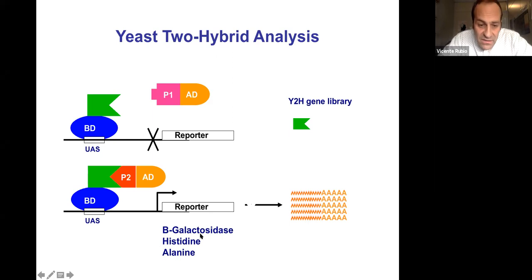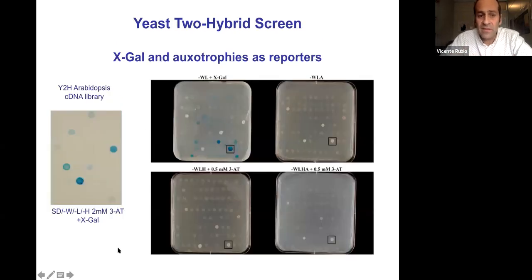So the expression of this reporter will allow the yeast cell to survive in a specific media lacking some specific amino acids. And that's how we can select specific yeast clones that will contain proteins that interact with our protein of interest.